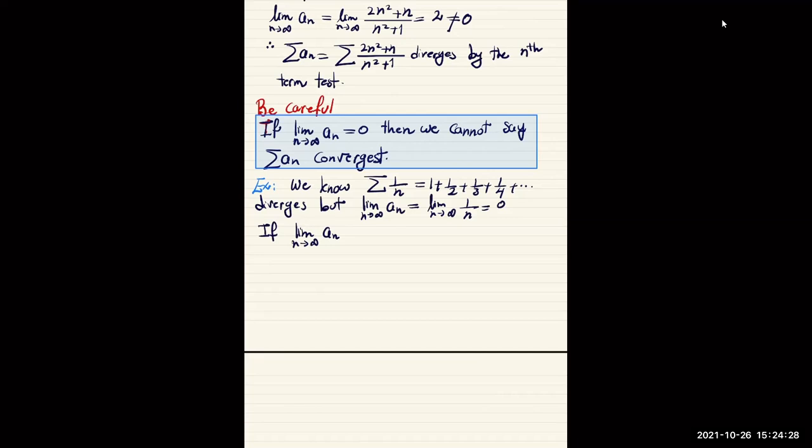But this is in general for any series, not just the harmonic. Then the series may converge or may diverge. Basically, the nth term test doesn't apply.